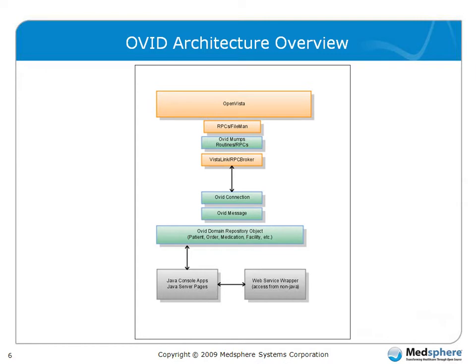It also has, in the first orange box, we're going from the bottom up, this is your RPC broker. There's nothing that would preclude you from running your own transport. That could even be JMS if you want. We don't have any native support for that, but you can write whatever transport you would want. We just happen to use the RPC broker because it's already there.